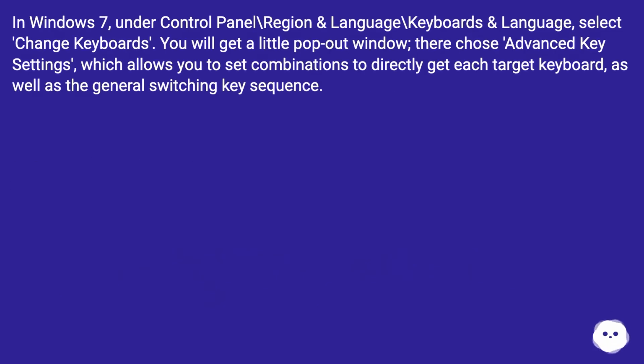In Windows 7, under Control Panel, Region and Language, Keyboards and Languages, select Change Keyboards. You will get a little pop-out window. There choose Advanced Key Settings, which allows you to set combinations to directly get each target keyboard, as well as the general switching key sequence.